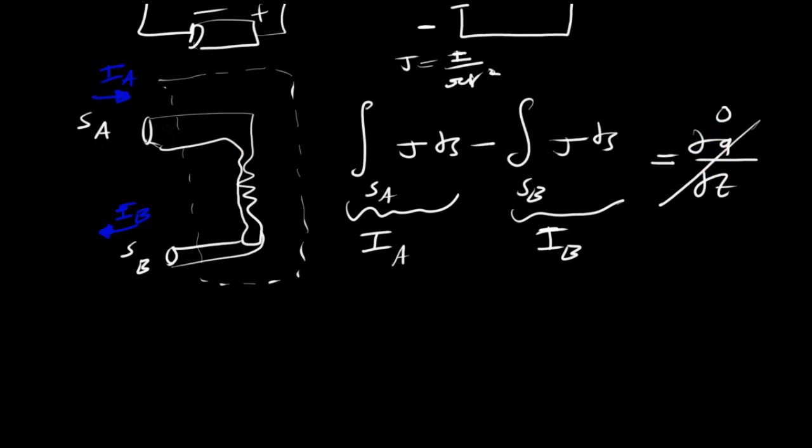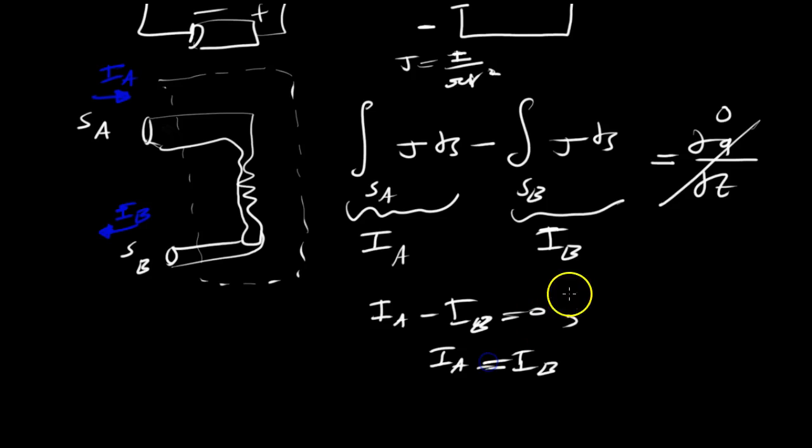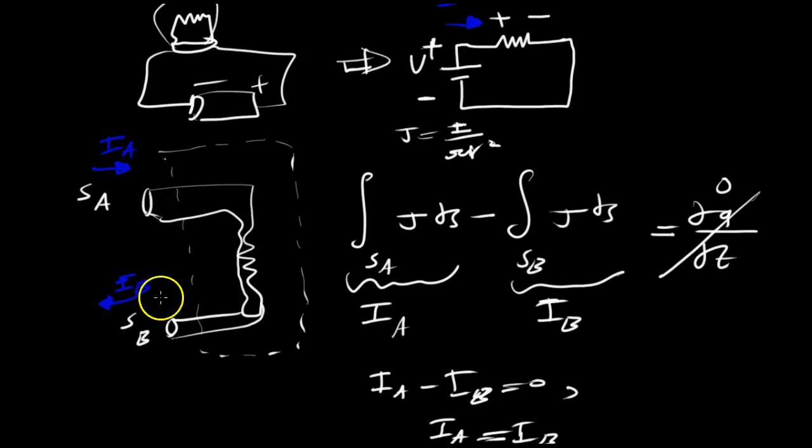And when I do that, what I'm going to get is the result IA minus IB is equal to 0, which means IA must equal IB. And here's where a Maxwell equation is simplified to a Kirchhoff current law, meaning the current going in is equal to the current going out.